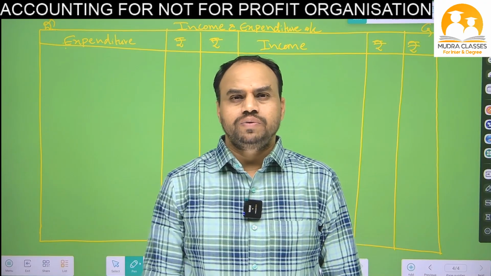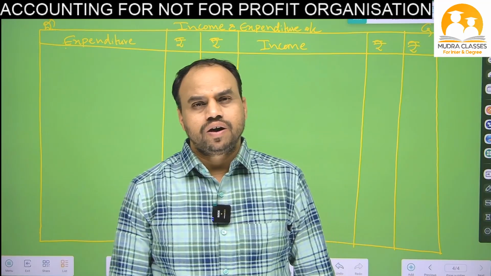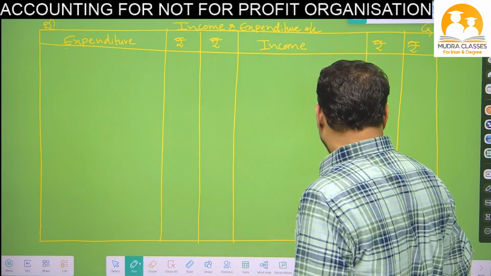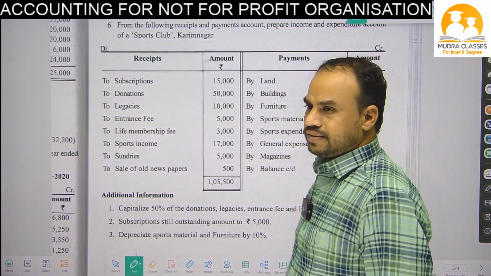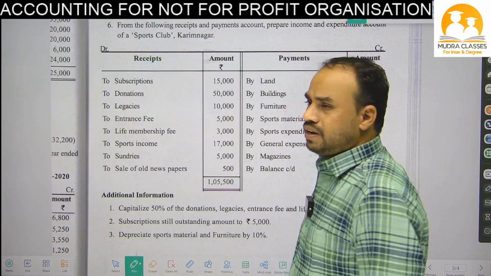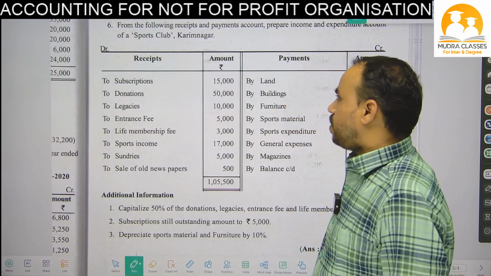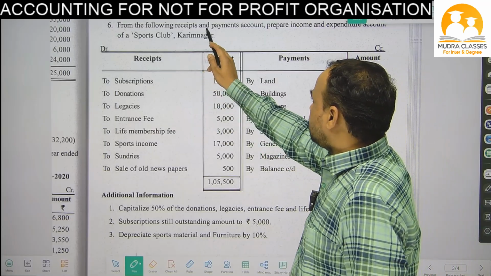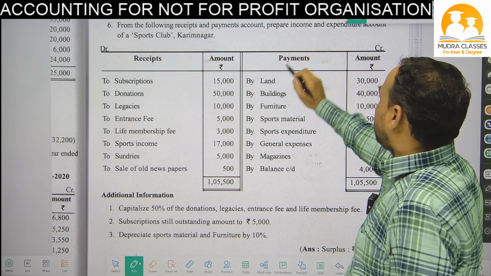Today I am going to explain accounting for not for profit organization, question number 6. Okay, now I am going to explain question number 6. So this is question number 6, beta, from accounting for not for profit organization. So what is given in the question? Let's see. From the following receipts and payments account, prepare income and expenditure account.